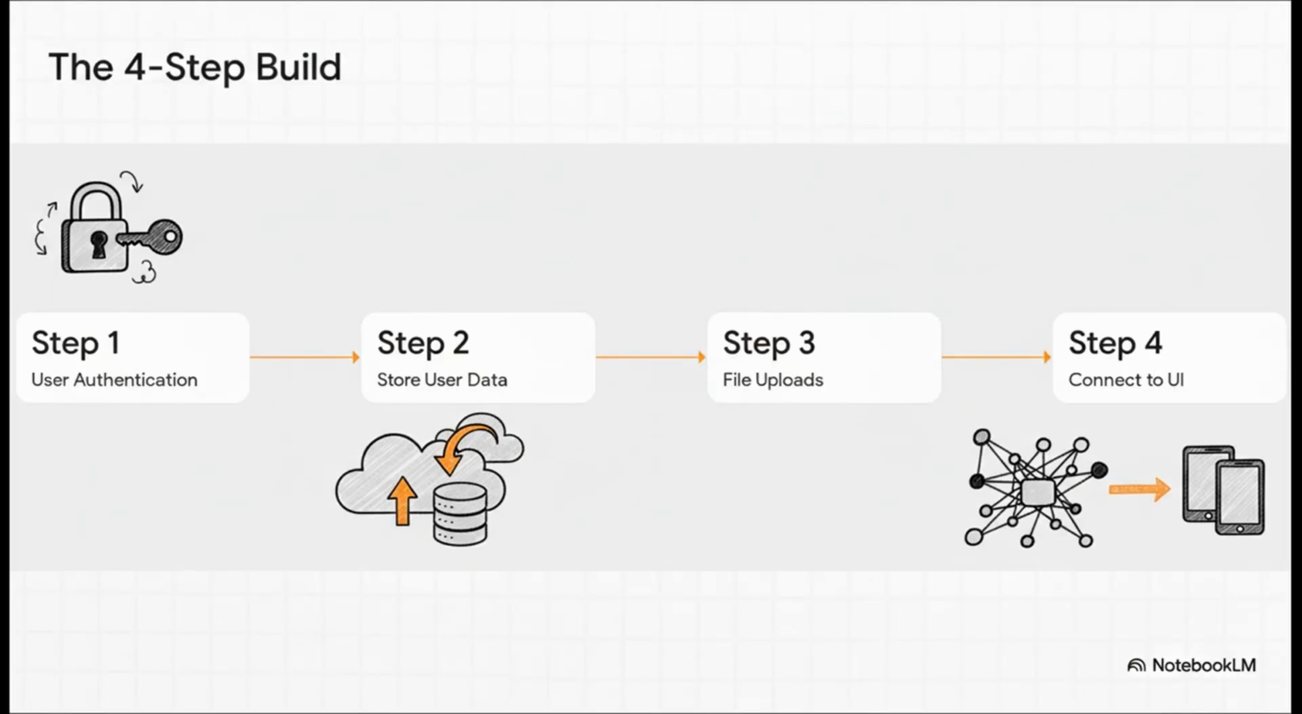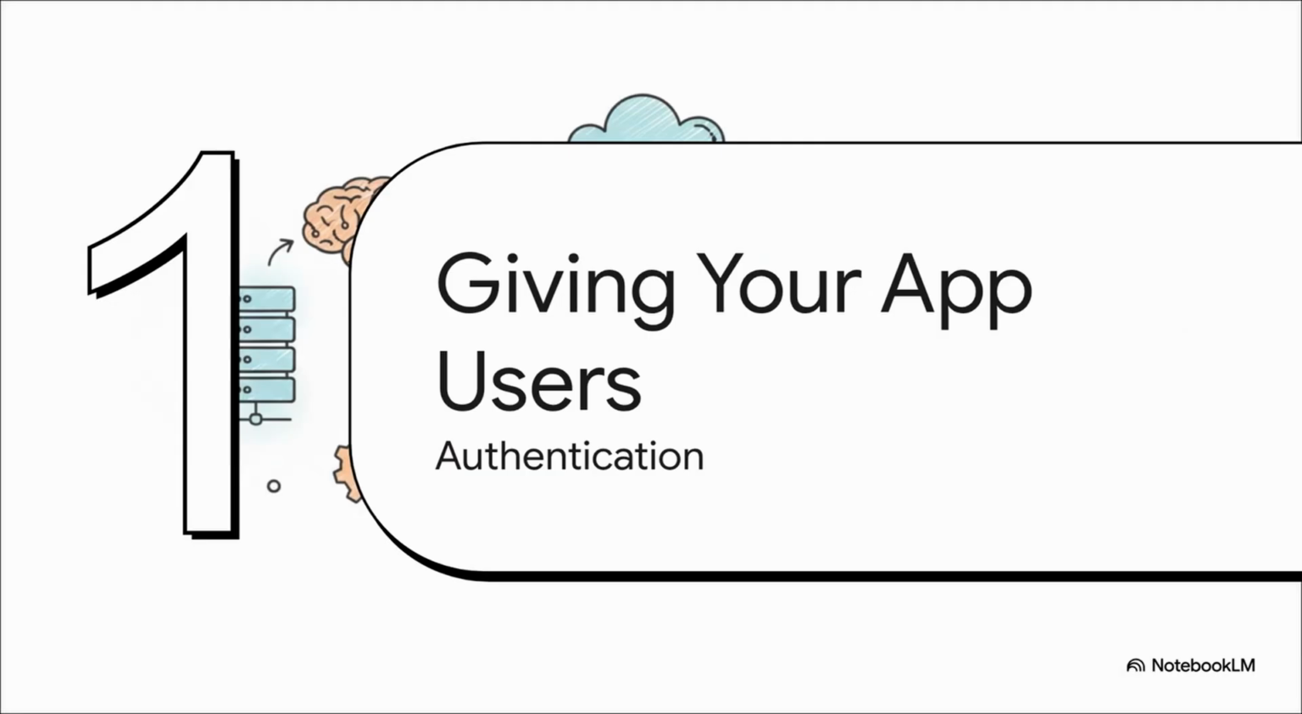So our whole build process is going to break down into these 4 key steps. First, we build a front door. That's user authentication. Then we've got to give the app a brain, a memory with a database. Next, we'll add a digital warehouse for all those file uploads. And finally, we'll plug it all into the user interface to make it sing. Ready? Let's get started. All right, let's get into it.